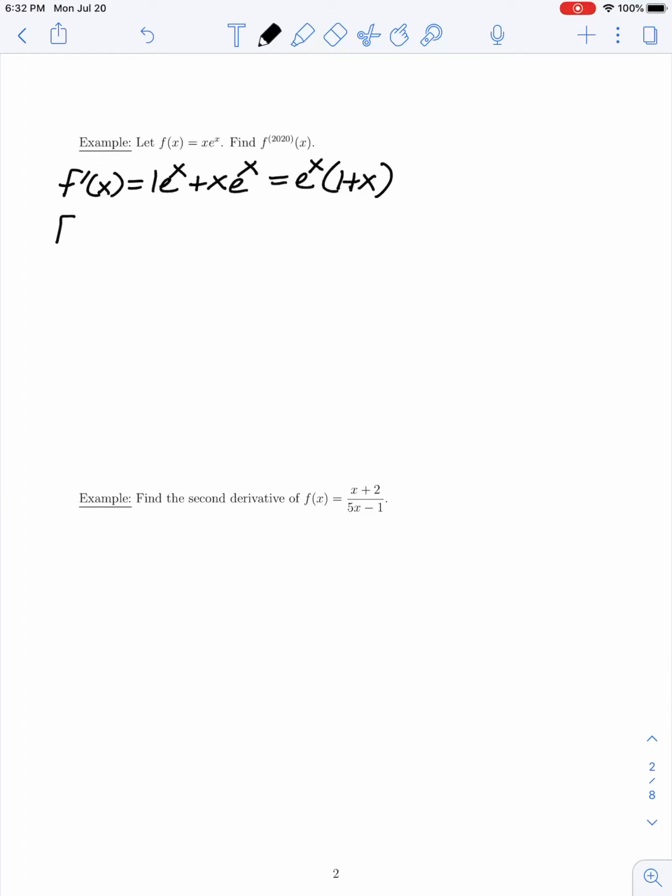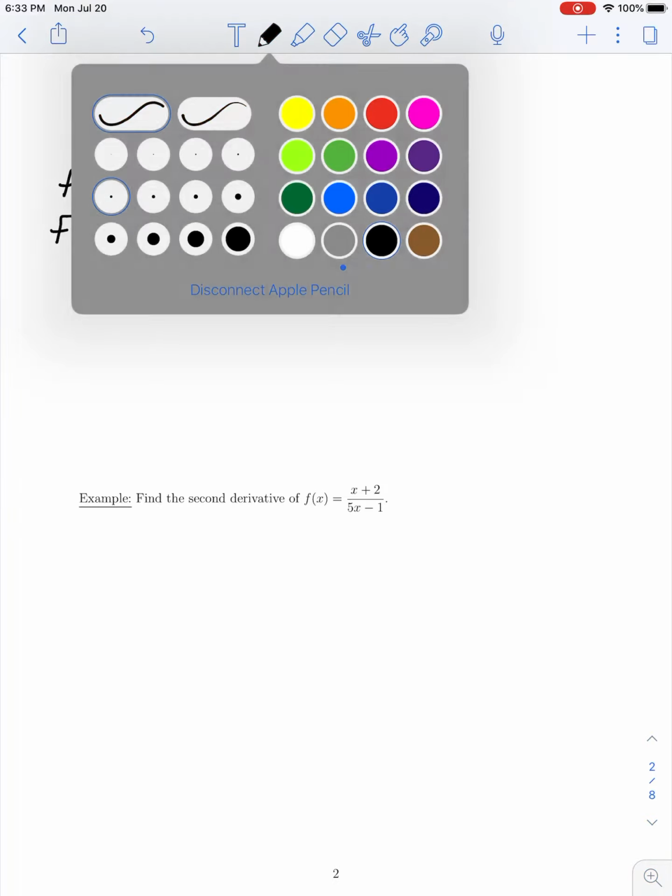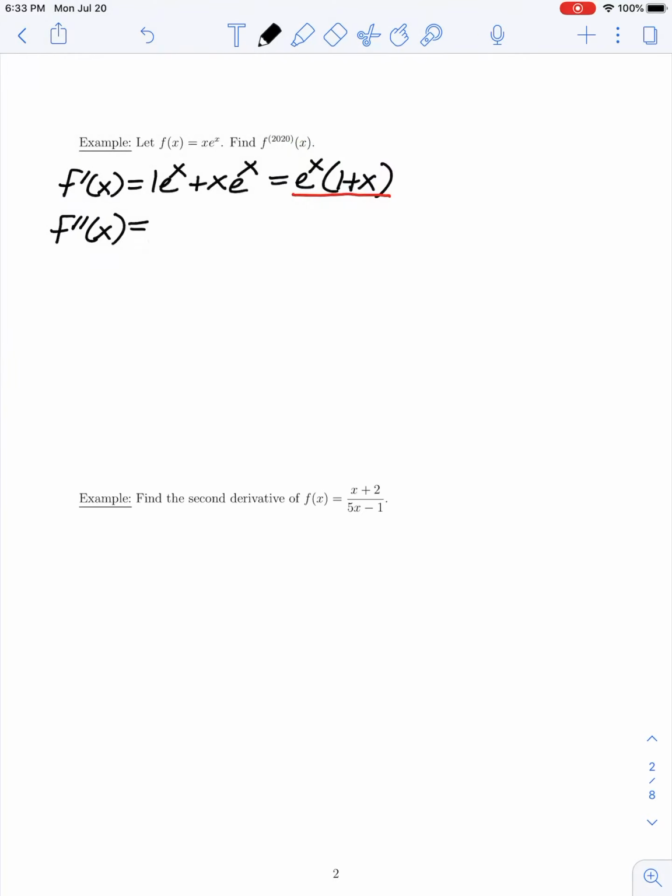So let's look at our second derivative, f double prime of x. Well, we're differentiating f prime, which is again a product of two functions. So using the product rule, we start by differentiating the first function. So the derivative of e to the x is e to the x. And then we leave the second function alone, 1 plus x. Then we add the first function, which was e to the x, left alone, times the derivative of the second function. So the derivative of 1 plus x is 1.